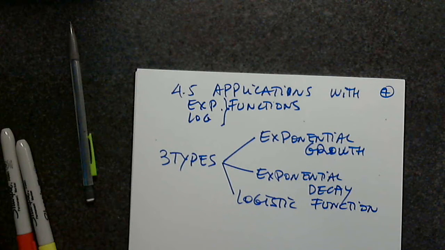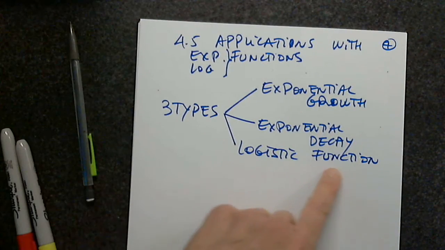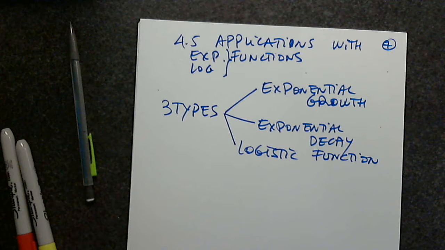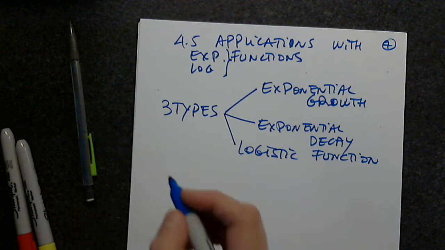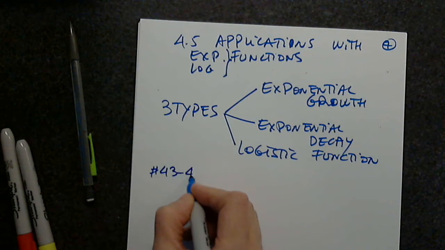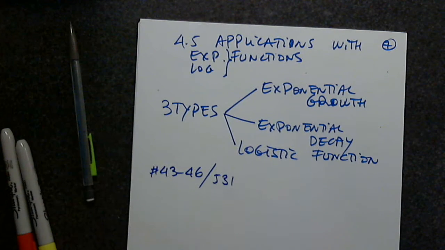You do not have to memorize any of the models. The models will be given to you. Like with the compound interest formula and the continuous compound interest formula, they will be given to you. You don't have to memorize any of this. I would like to start with a logistic function model, an example. Okay, let's look at problems 43 through 46 on page 531.